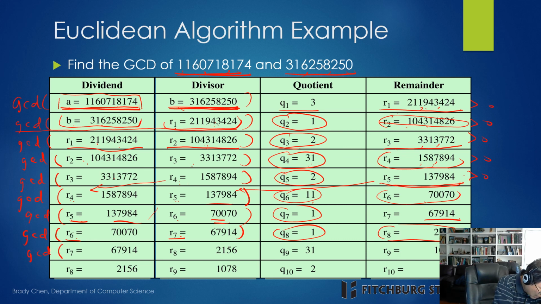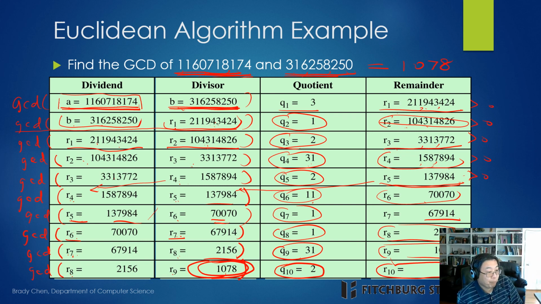We continue to do this. Replace R6 with R7, replace R7 with R8, and we divide R7 by R8. We got a quotient 31 and the remainder 1,077. Okay, still greater than zero, right? So replace R7 by R8. Now the problem becomes finding the GCD of R8 and R9. And divide R8 by R9, we got a quotient 2, and we got remainder 0. Then we terminate, and we know this is the answer. So the greatest common divisor of these two numbers is 1,078.